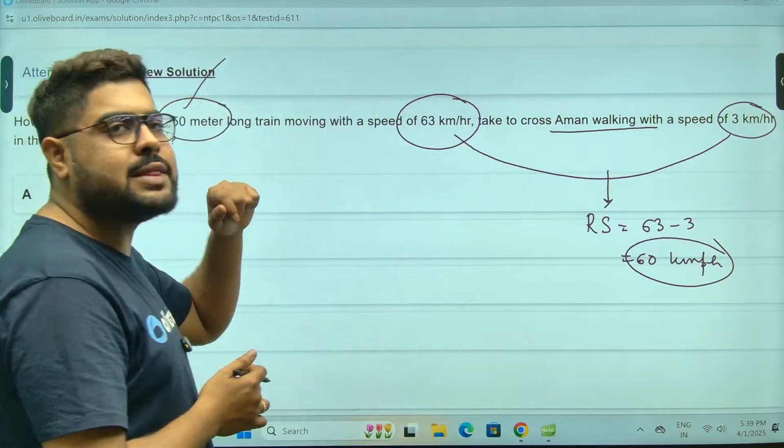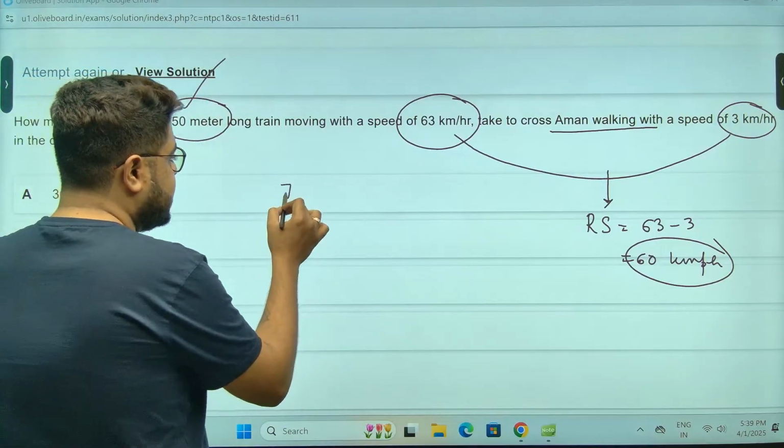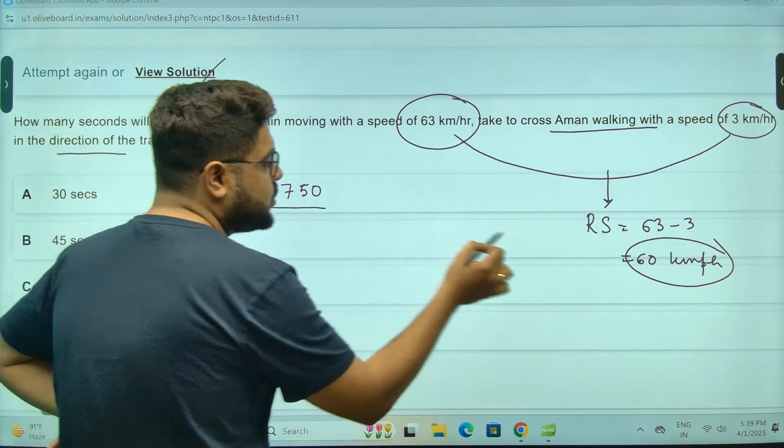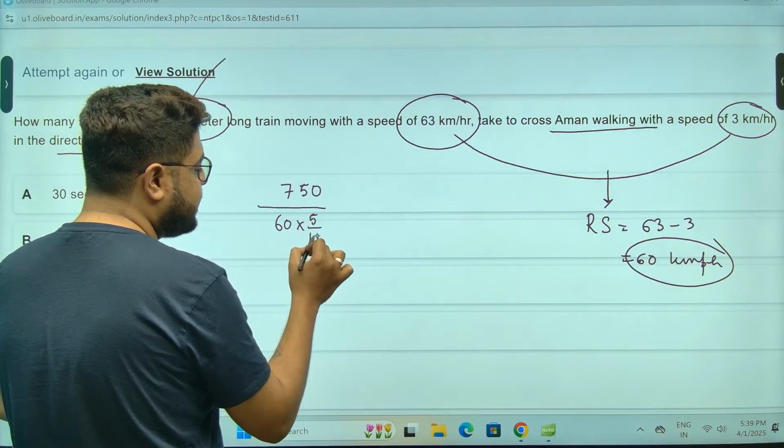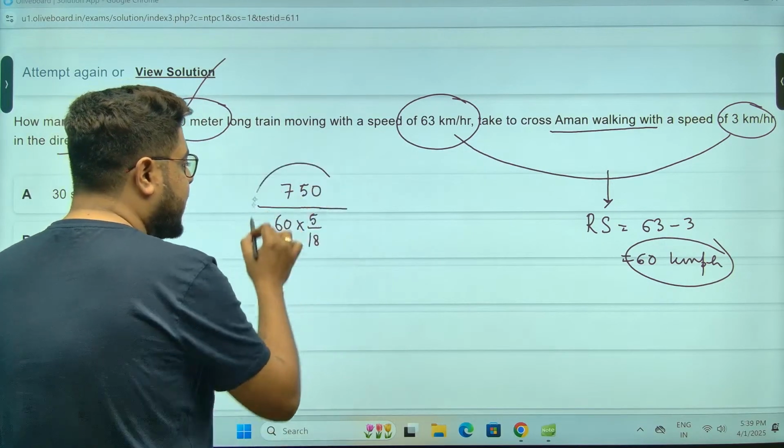Sir, I know the distance, because if the train wants to cross a particular person, it needs to cross its own length. So I need distance divided by speed. Speed is 60, but again, sir, I need to convert this by multiplying by 5 by 18. So that is your answer.